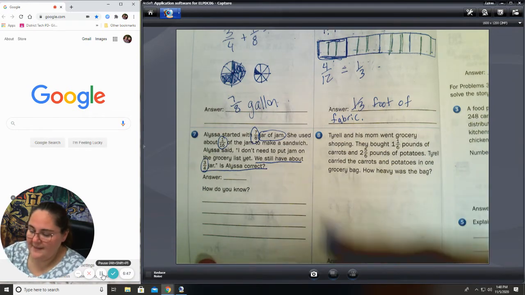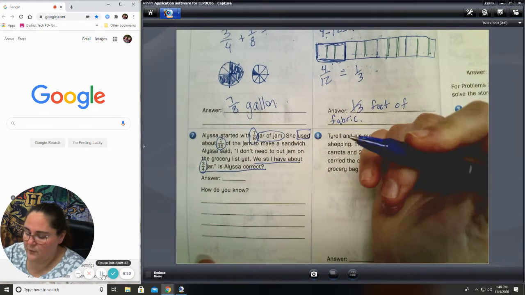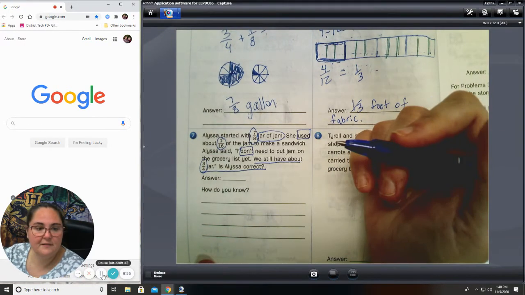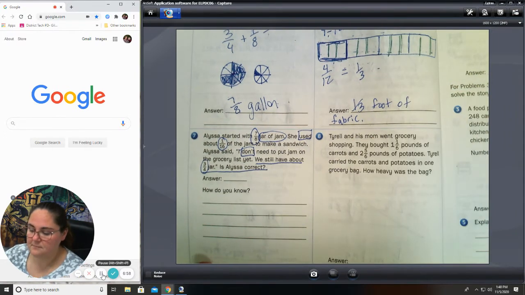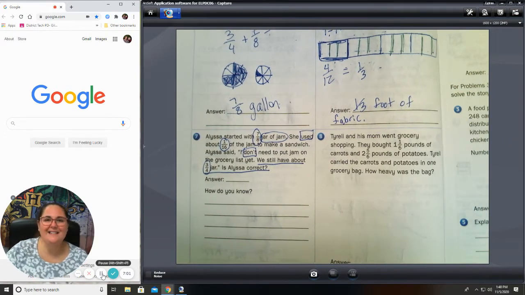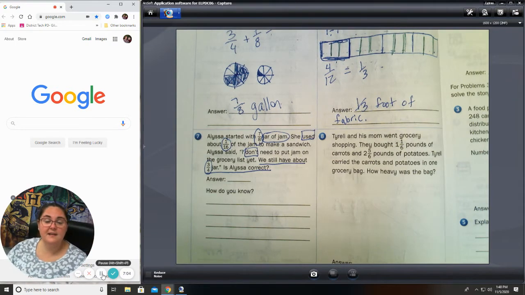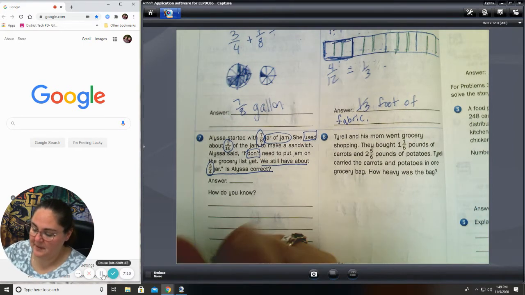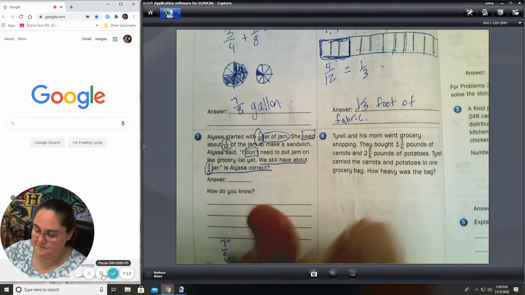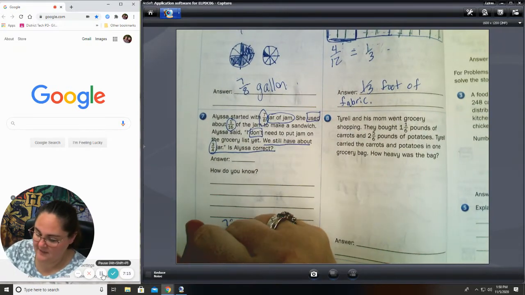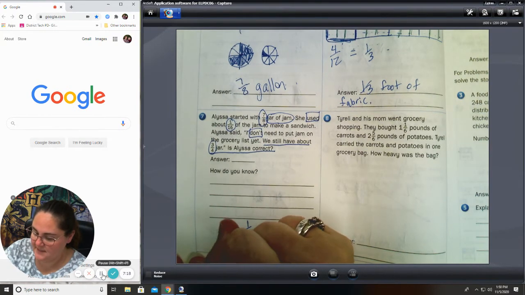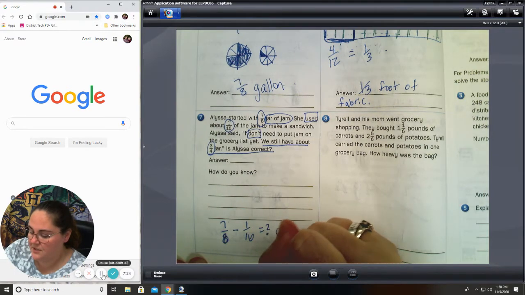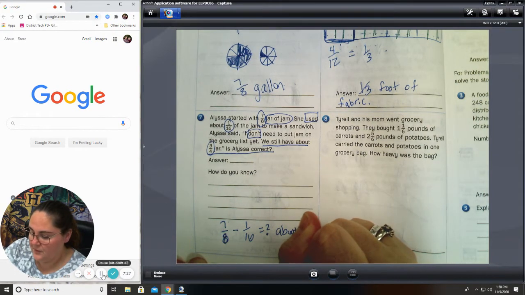Box in keywords. I forgot that part. I'm so sorry. It says she used about 1/16 of the jam to make a sandwich. And she said, I don't need to put it on the grocery list. Awesome. Evaluate how to solve. What is my number model for this question? For this one, your number model should be 7/8 minus 1/16. And she said is about 3/4.